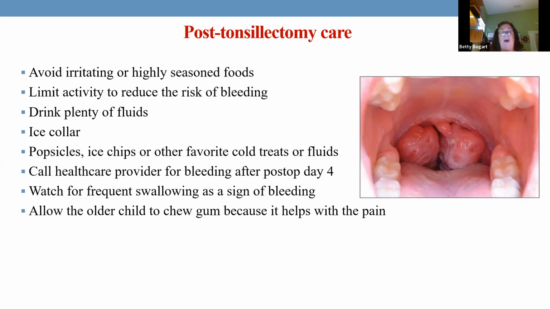And then the other thing that can be done is older children get tonsillectomies, and their ears tend to hurt after tonsillectomies, so they chew gum, and that helps with the pain. And one side effect that we watch for is if a child's sitting there and they're swallowing a lot, we need to look in that mouth, which we usually wouldn't do, and we may see them bleeding. And that's when they get back to the physician or to the hospital to check on that bleeding to make sure it's not too much.